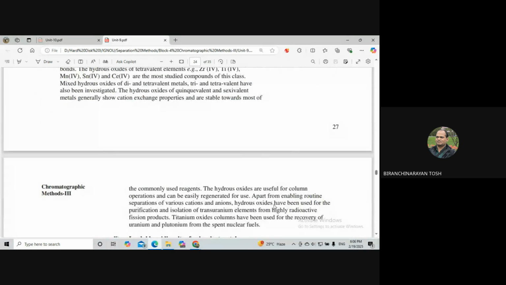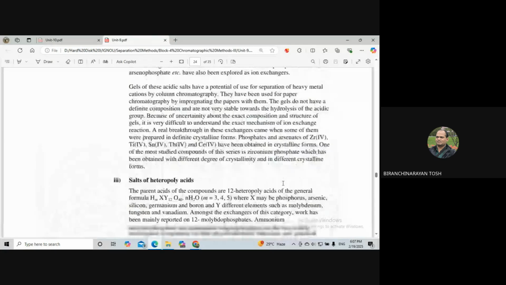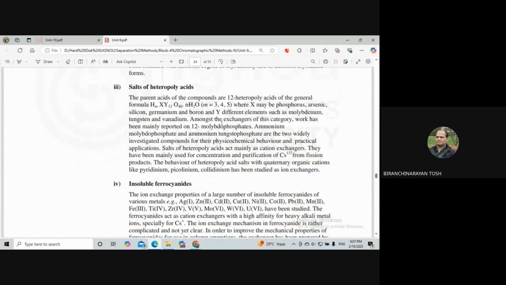Similarly, insoluble acidic salts of polyvalent metals like aluminum, chromium, iron, titanium, zirconium. They include the phosphates, arsenates, antimonates, vanadates, molybdates, tungstates, tellurates. Mostly trivalent metals are used. Then salts of heteropolyacids. It may be phosphorus, arsenic, silicon, or germanium, and boron. The acid has the formula H_m[XY12O40], where X is phosphorus, arsenic, or germanium, and Y is different elements such as molybdenum, tungsten, and vanadium.